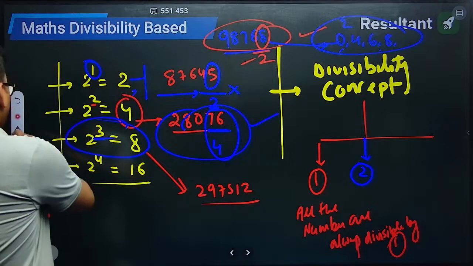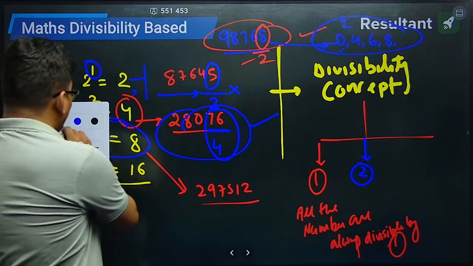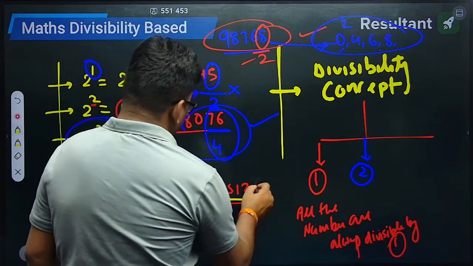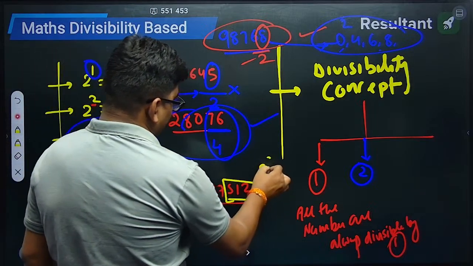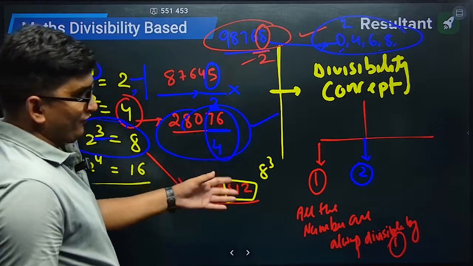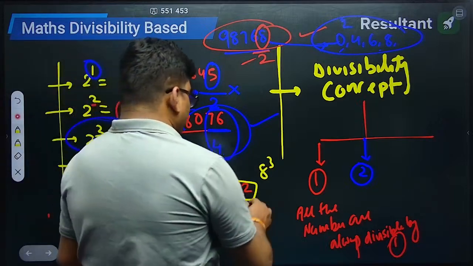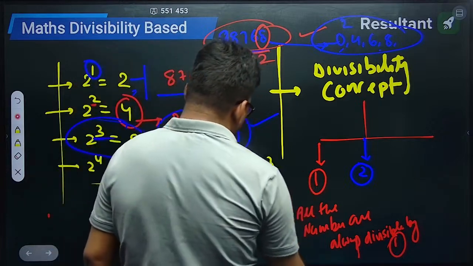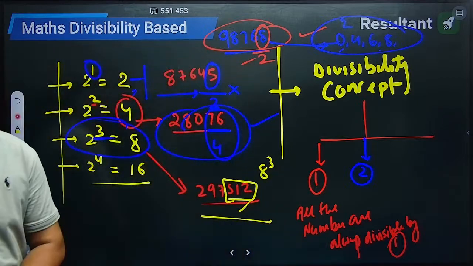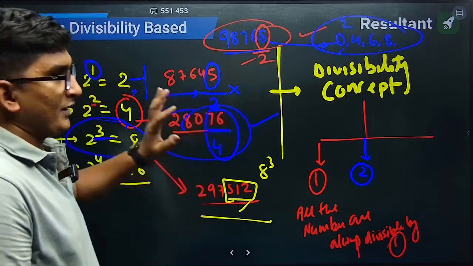So now, what are the 3 last digit number here? That is 512, and you know very well that it is the perfect cube of 8. If that is the cube of 8, it's exactly divisible by 8. If that is divisible by 8, the whole number will be divisible by 8. So now, please confirm if the divisibility of 2, 4, 8 are clear.